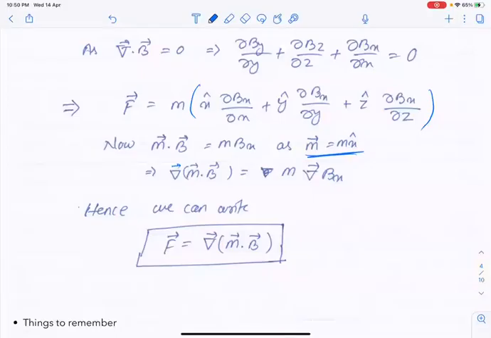This part is nothing but your del Bx, right? This is x cap del Bx by del x, y cap del Bx by del y, z cap del Bx by del z. So this is your del Bx and your m here. So effectively, this right hand side essentially means del of m dot B. So now we have a nice looking formula for the force experienced by the dipole in a non-uniform field, and that is nothing but del of m dot B.